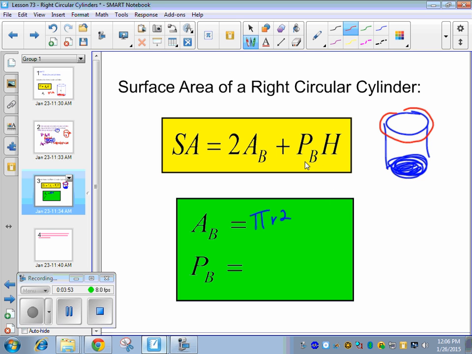So for perimeter of the base, what do we use for perimeter of a circle? Hayden? We can use the circumference. Yeah, which is what formula? Pi d or 2 pi r. Exactly. Either one. 2 pi r or pi d. Okay?